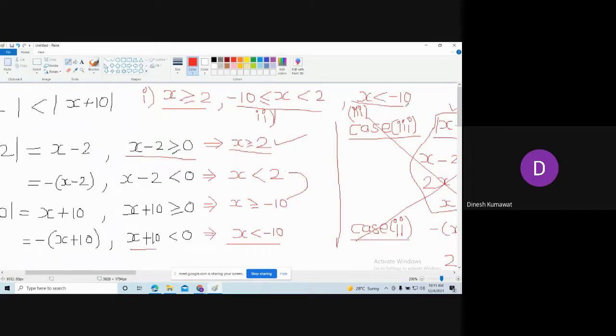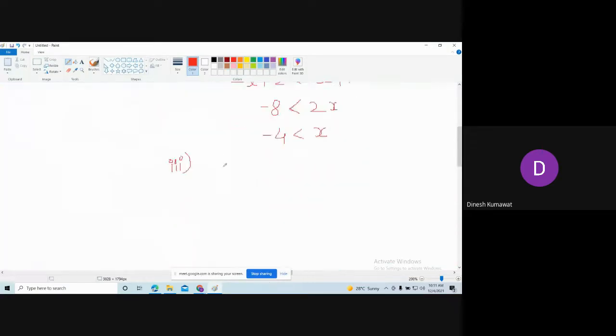Observe, the third case is x is less than -10. Now tell me, what can I say about the right hand side modulus? Negative. So on the right hand side we have minus of (x plus 10). What about the left hand side? It is also negative, because we know that -10 is strictly less than 2.